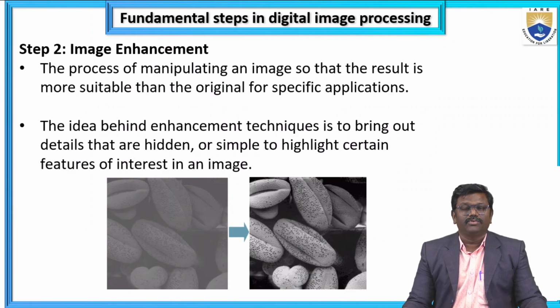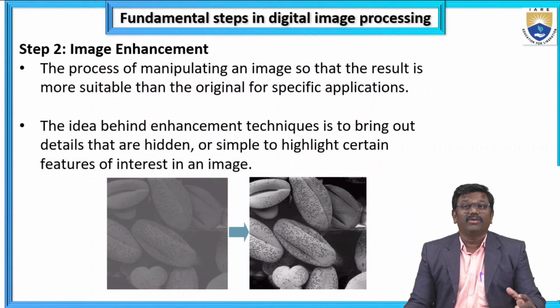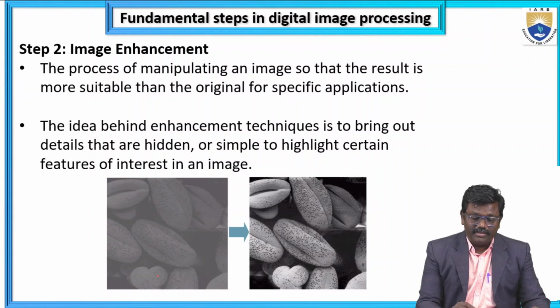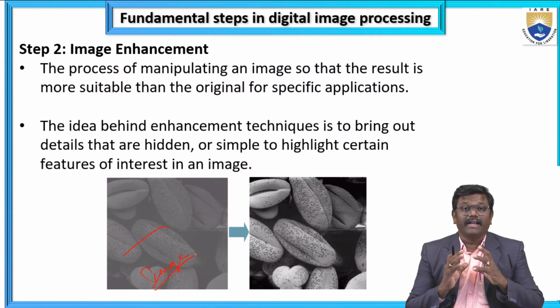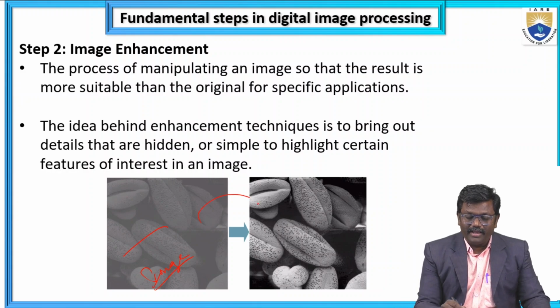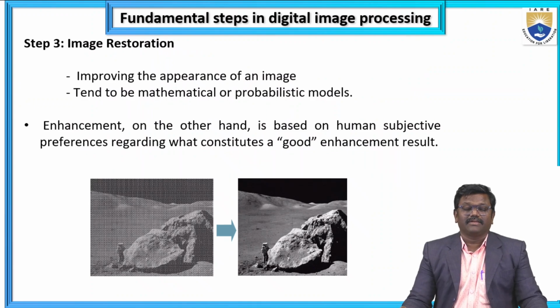Next is step number 2, which we discuss in terms of the image enhancement functional block. The idea behind enhancement techniques is to bring out details that are hidden, or simply to highlight certain features of interest in an image. The image is here, but may not be 100% visible, so you enhance it and bring it out. That process happens in step number 2.